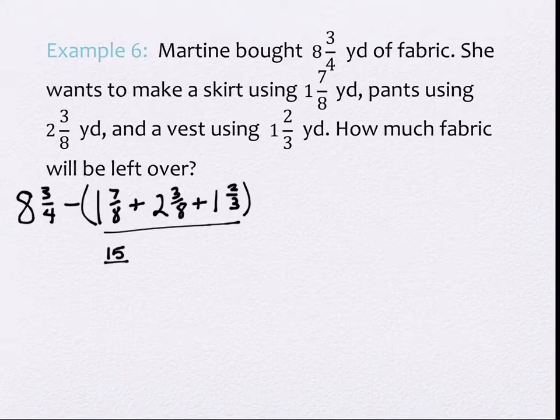15 over 8, you bet. What would 2 3/8 be? 19 over 8. And then 1 2/3? 5 over 3. It probably is sort of wise to recognize that the first two have the same denominator, and we might as well add them together before we go getting all creative with everything else, right?